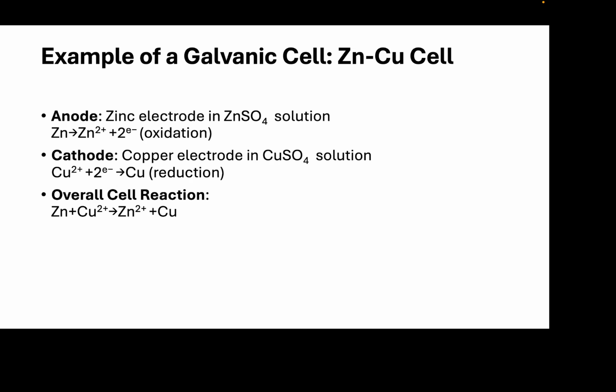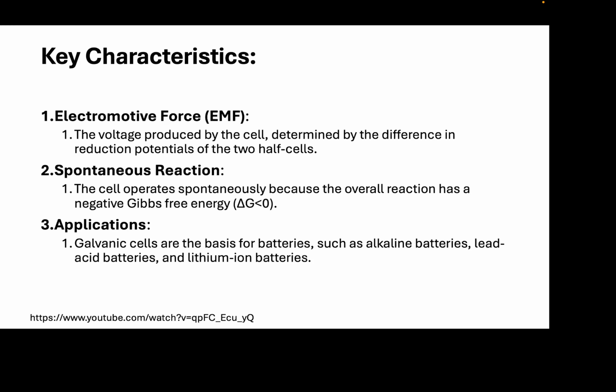Okay, so this is one example of a galvanic cell in which Zn and Cu are there. Then the key characteristics of galvanic cells are electromotive force, the voltage produced by the cell, determined by the difference in the reduction potentials of the two half cells. Spontaneous reaction. The cell operates spontaneously because the overall reaction has a negative Gibbs free energy. Applications of galvanic cells: galvanic cells are the basis for batteries such as alkaline batteries, lead acid batteries and lithium ion batteries.